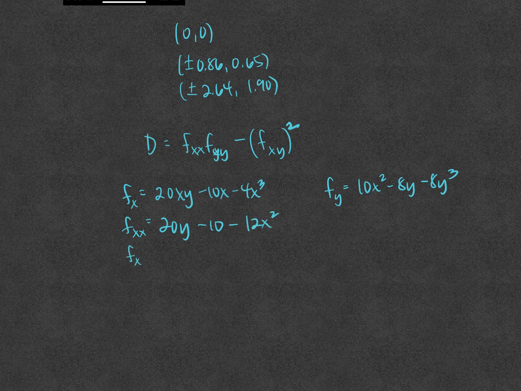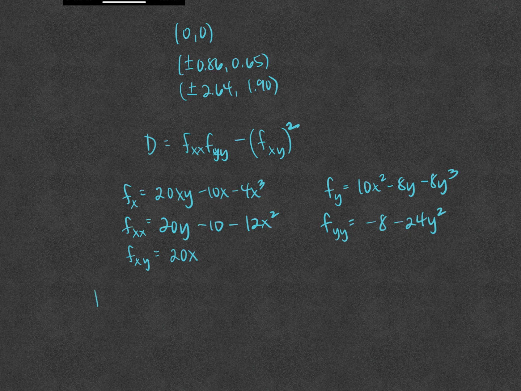And then this second partial derivative with respect to y would be 20x, because the derivative of y is 1, minus 0 minus 0, because we're taking the derivative with respect to y. Now our second derivative over here with respect to y would be 0 minus 8 minus 24y squared.